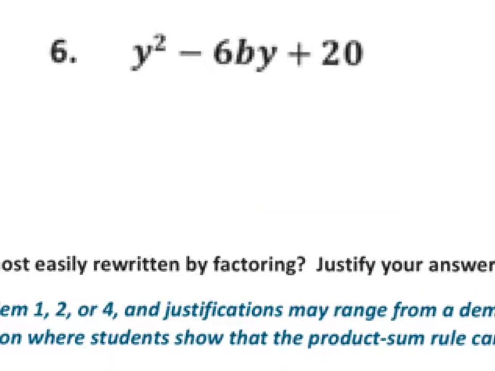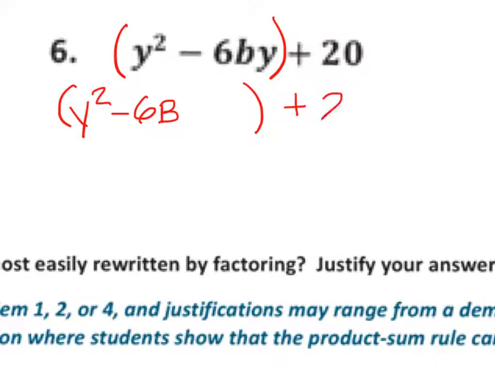Problem number 6. Section off these two, and you come up with y squared minus 6by, leave a space, and then plus 20. What do I need to find half of? Not 6. Remember, there's a 6b there. What am I finding half of? And it's not just 6. Not just negative 6.